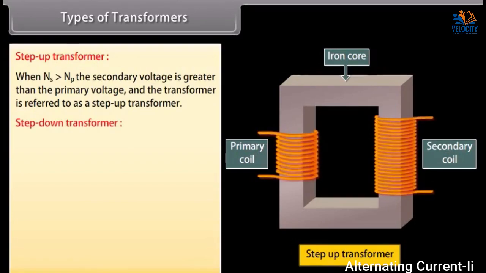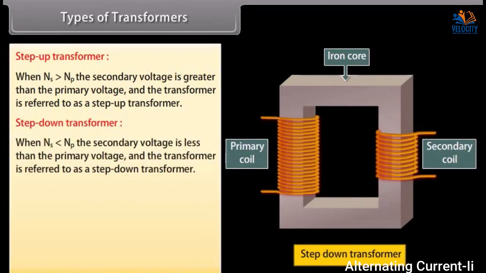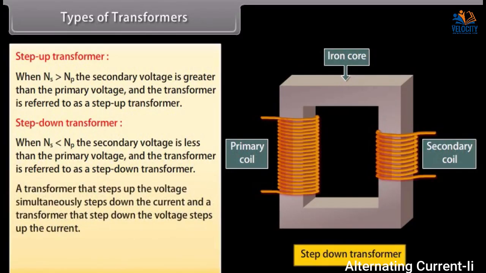Step-down transformer. When the secondary voltage is less than the primary voltage, the transformer is referred to as a step-down transformer. A transformer that steps up the voltage simultaneously steps down the current, and a transformer that steps down the voltage steps up the current. IS by IP is equal to Vp by Vs is equal to Np by Ns.